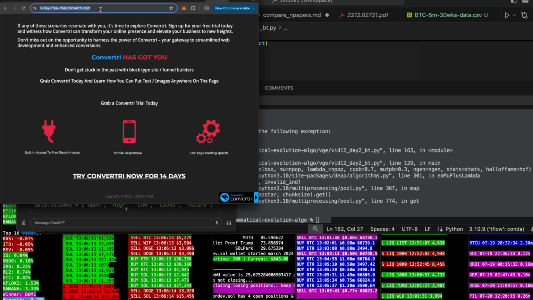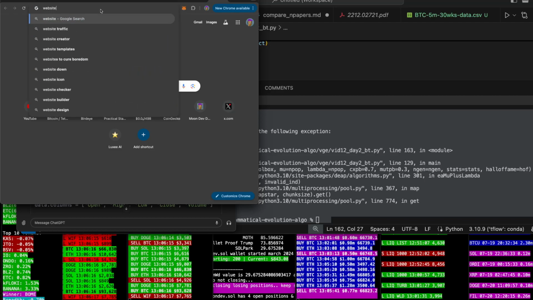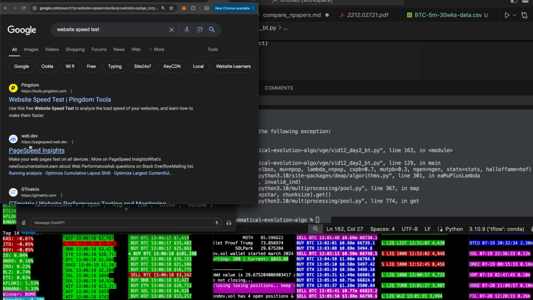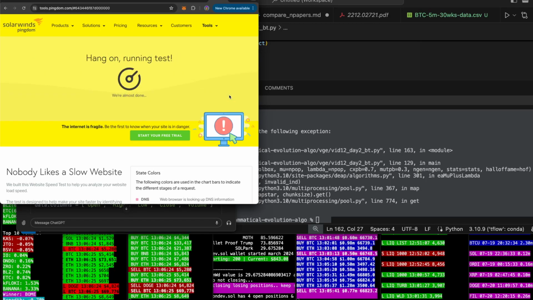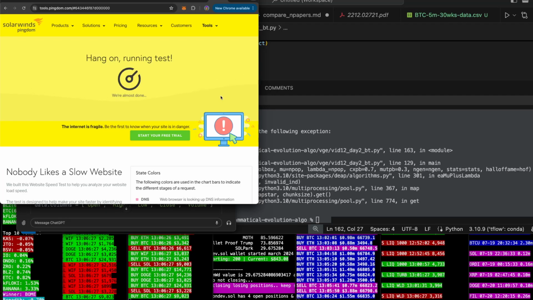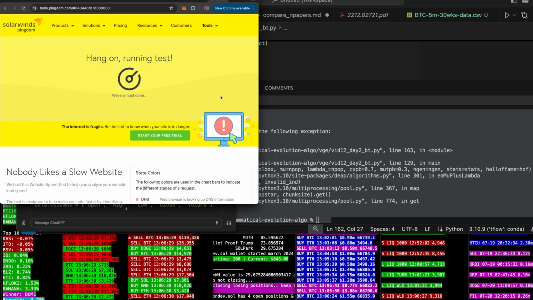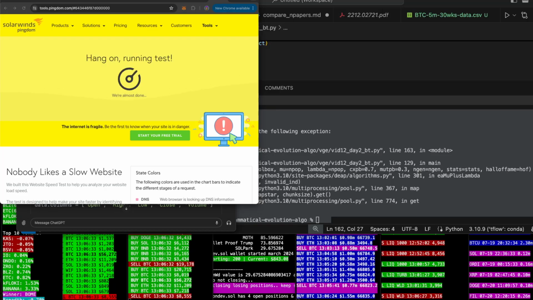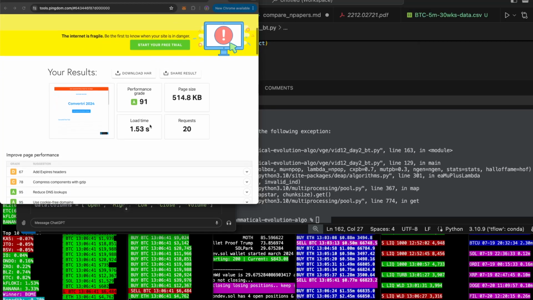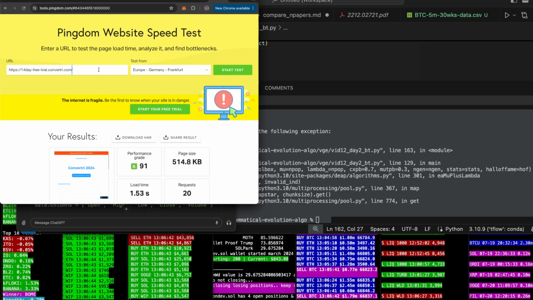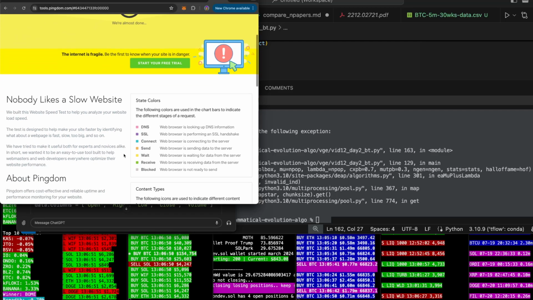How do you even test the speed? Website speed test. I like GTmetrix, but I'm gonna put it on the list and come back to it later. Thank you. Appreciate you. 91 performance. That's pretty good though. Watch this. My website is, so that's 1.53 second load time.